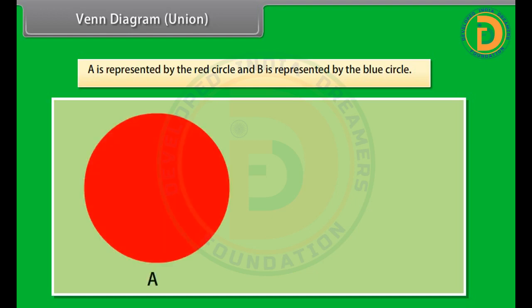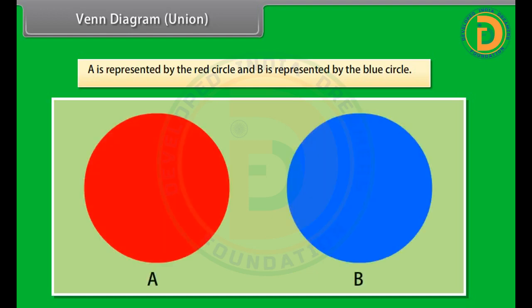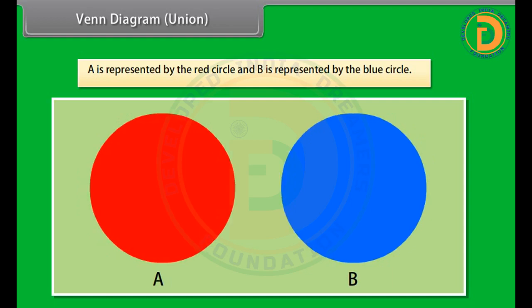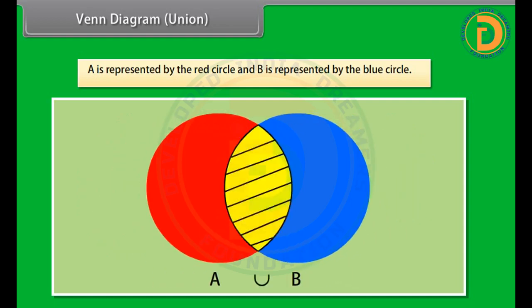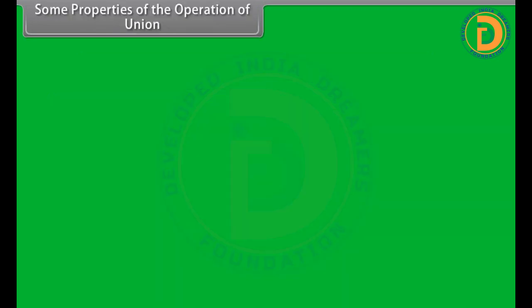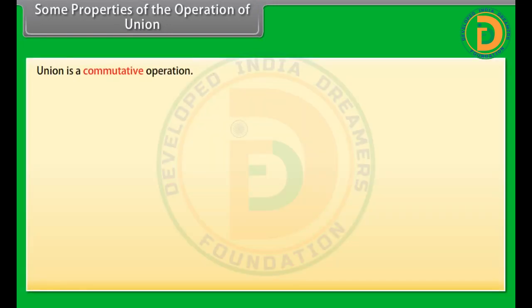Union. A is represented by the red circle and B is represented by the blue circle. The union consists of all points which are colored red or blue or yellow. Some properties of the operation of union. Union is a commutative operation. A union B is equal to B union A.